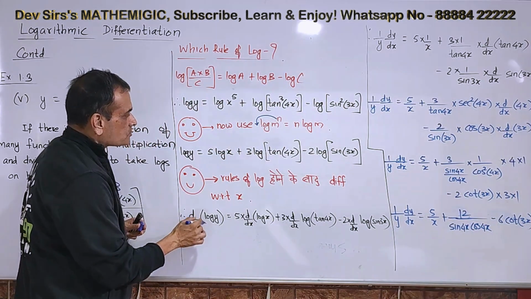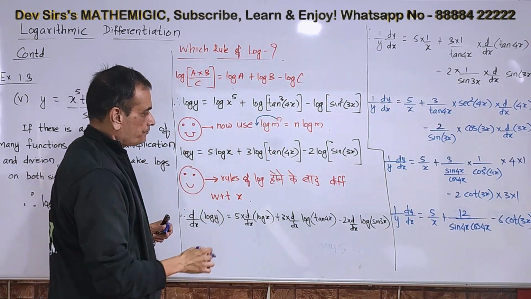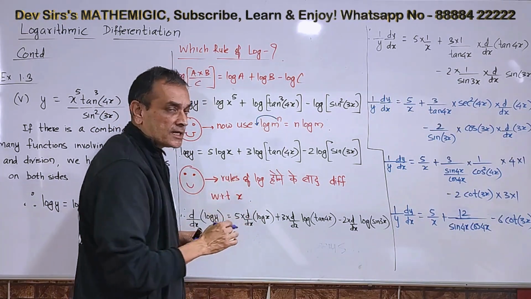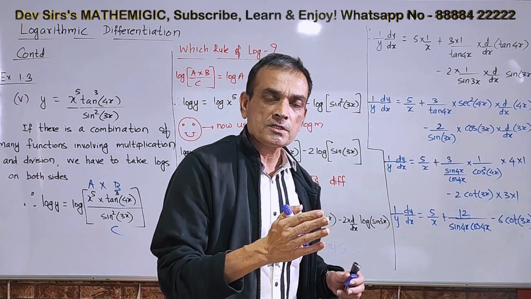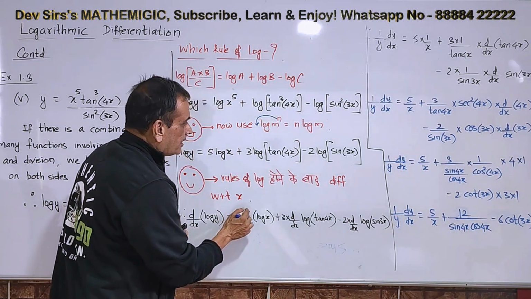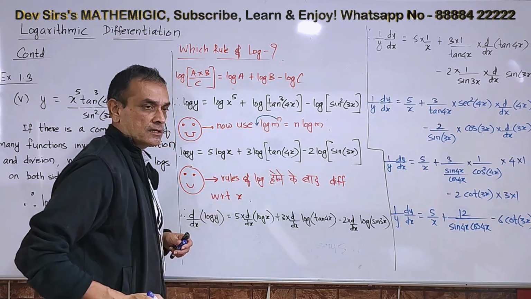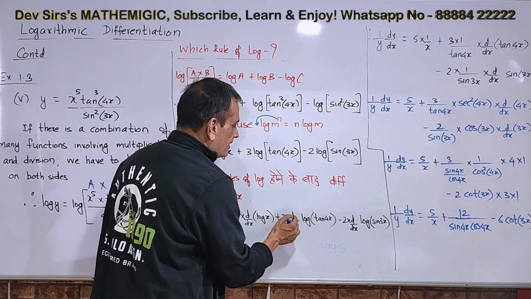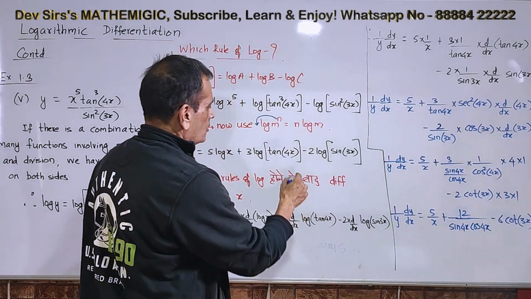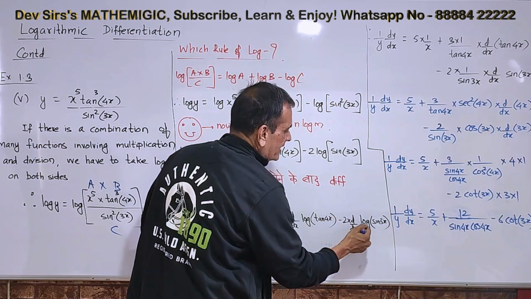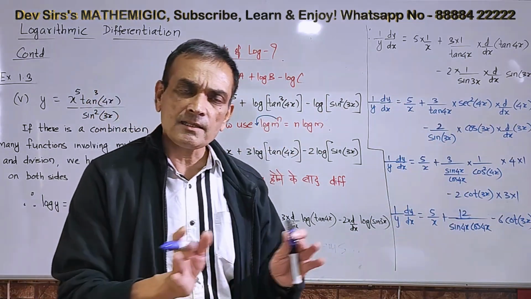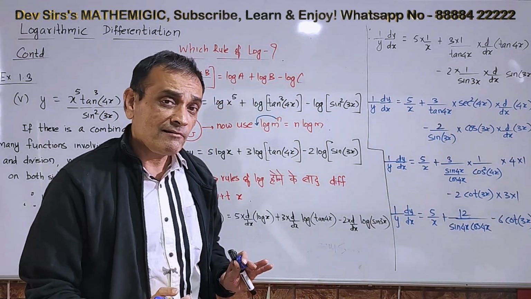So d by dx of log y, 5 constant. Remember, while taking derivatives, constant should be kept aside. 5 constant aside, d by dx of log x. 3 constant aside, d by dx of log of tan 4x. 2 constant aside, d by dx of log sin 3x. Constant is kept aside, take the derivative of what is inside the log.